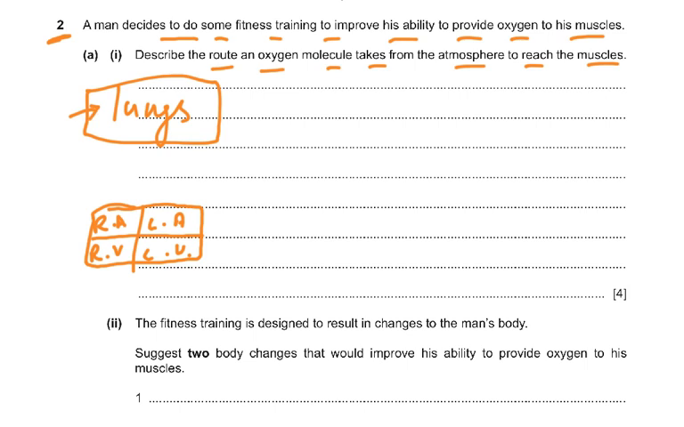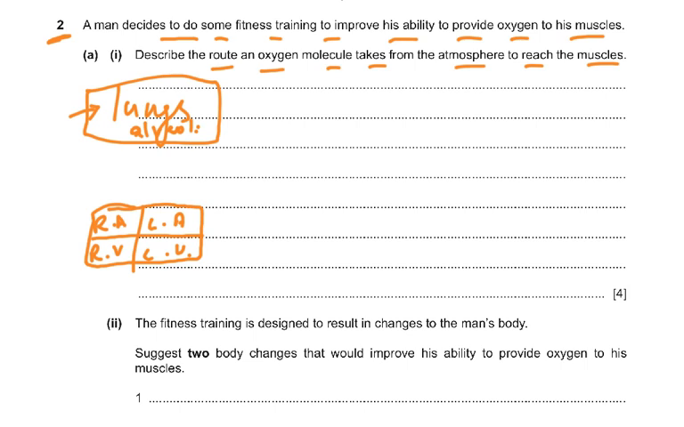In the lungs, it enters through the nose or the nasal passages, then it enters the larynx and then the trachea. Then it travels through the bronchus and the bronchioles, and then it reaches the alveoli. So inside the lung, it reaches the alveoli. Now in the alveoli, it has diffused into the blood or into the capillaries lining the alveoli. And then the blood is going to carry it to the muscles.